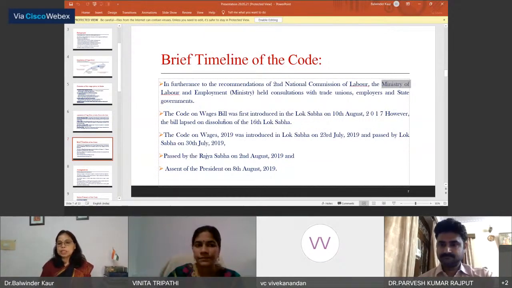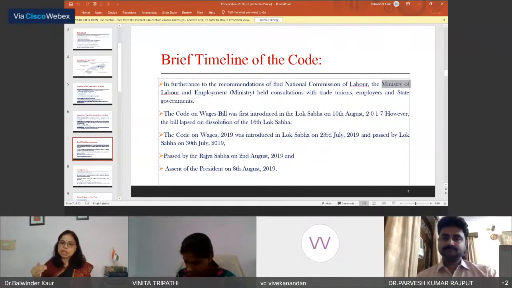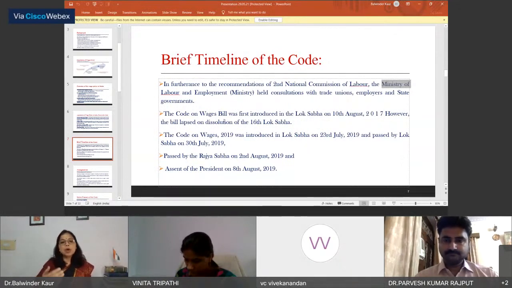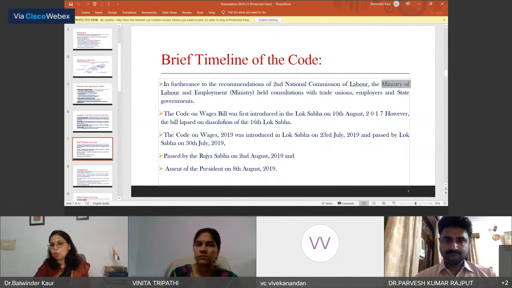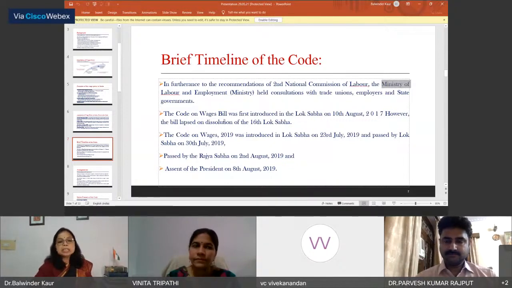And the Code on Wages was introduced for the first time in the year 2017, and because of the dissolution of the 16th Lok Sabha, it couldn't pass. Then it was again introduced in the year 2019 in the Lok Sabha, and passed by the Lok Sabha on 13th July 2019. Then it was passed by the Rajya Sabha on 2nd August 2019, and received the assent of the President on 8th August 2019.